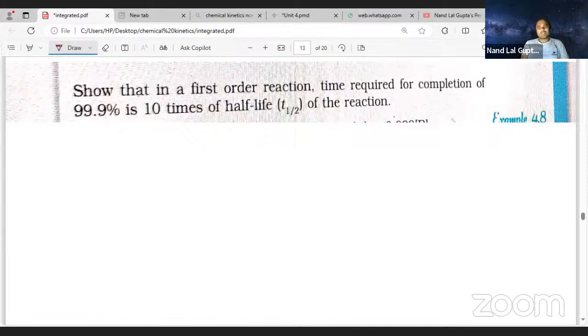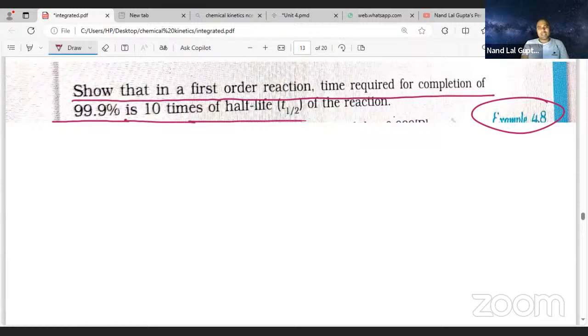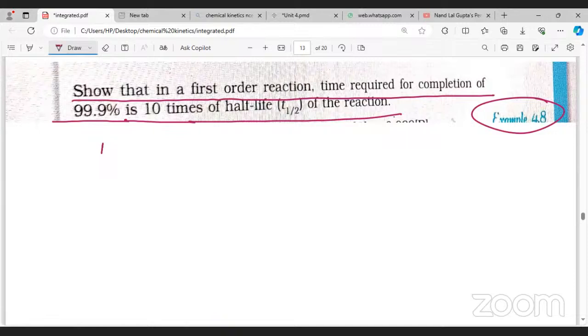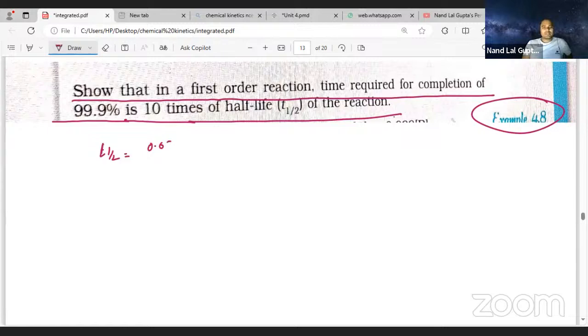This is example 4.8. In a first order reaction, the time required to complete 99.9% is 10 times the half-life, that is T half, of the reaction. So here you see, T half is equal to 0.693 upon K. So K is equal to 0.693 upon T1 by 2. This is equation number 1.